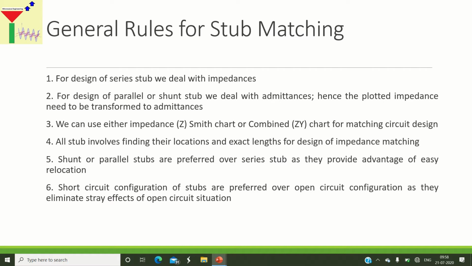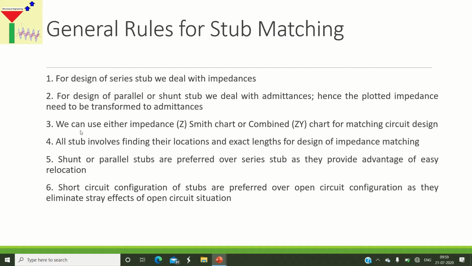Okay, so if you remember, at the time of designing of lumped element, we insisted that you should make use of combine ZY Smith chart because the sets of resistance circles and conductance circles are readily available. And later on we showed you how to make use of Z chart in order to solve the example of lumped element matching also. Okay, so there is no hard and fast rule that you should make use of a particular Smith chart only for a particular example. So the same is applicable in the stub matching also.